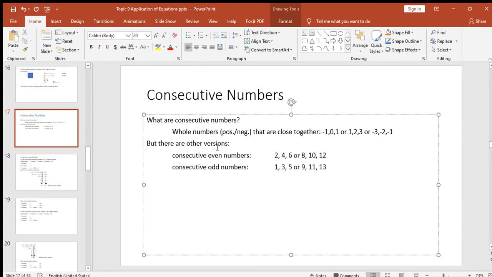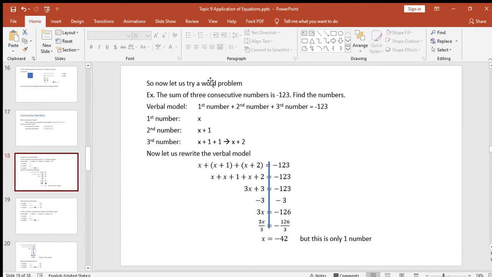But there are other versions, such as consecutive even numbers, 2, 4, 6, or 22, 24, 26, and consecutive odd numbers, 1, 3, 5, or 15, 17, 19, things of that nature. And why do we need to know what consecutive numbers are? Well, we are going to have questions that ask us what are the three consecutive numbers given a certain sum.